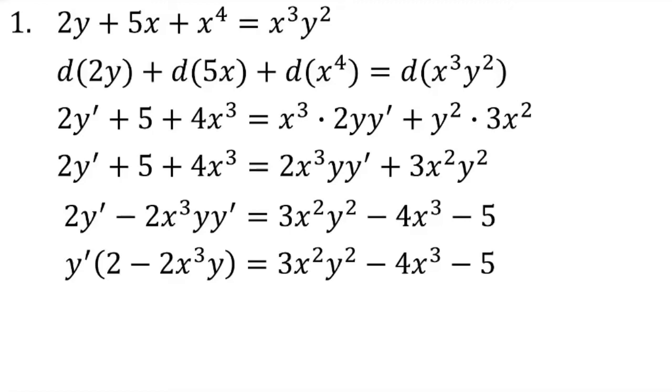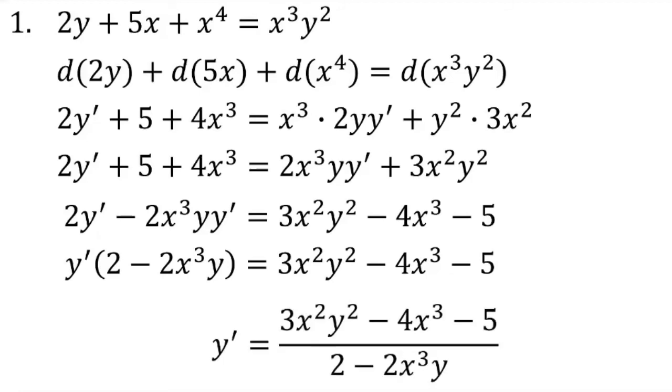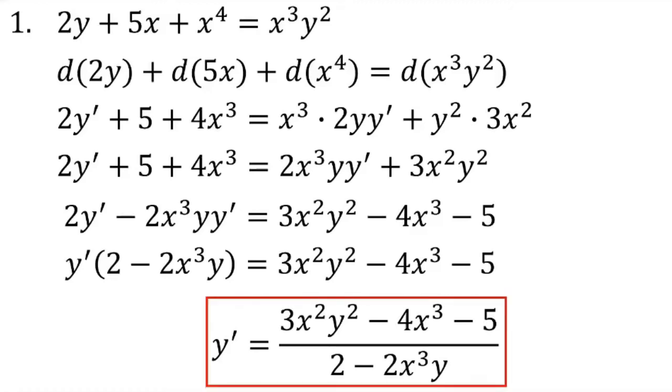Then divide both sides of the equation by 2 minus 2x cubed y. So our answer will become y prime equals 3x squared y squared minus 4x cubed minus 5 all over 2 minus 2x cubed y. Again, y prime equals 3x squared y squared minus 4x cubed minus 5 all over 2 minus 2x cubed y. This will be our answer.